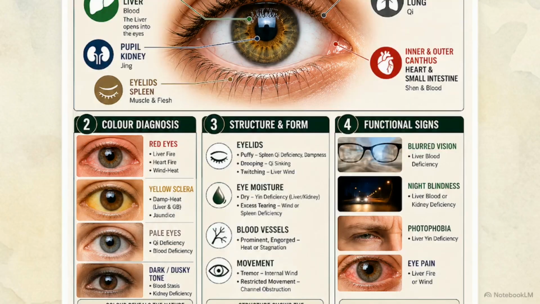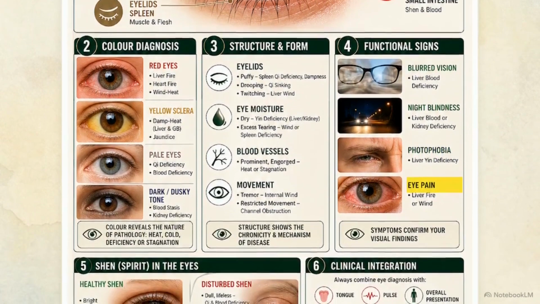Specific visual impairments correspond to internal organ function. Blurred vision and night blindness track to liver blood or kidney deficiencies. Sensory complaints align here too. Photophobia links to liver yin deficiency, while eye pain points to active liver fire or wind.